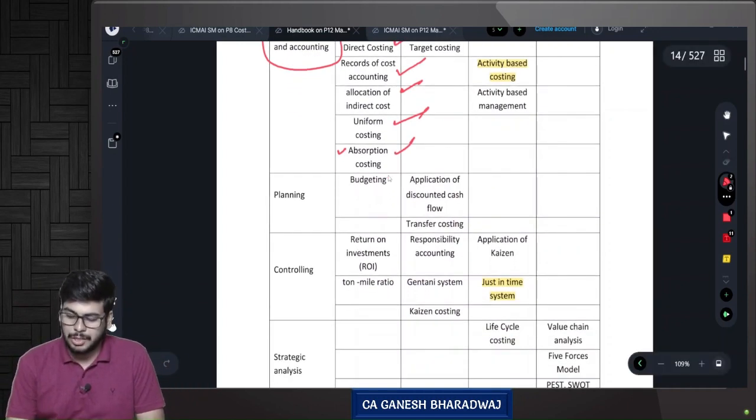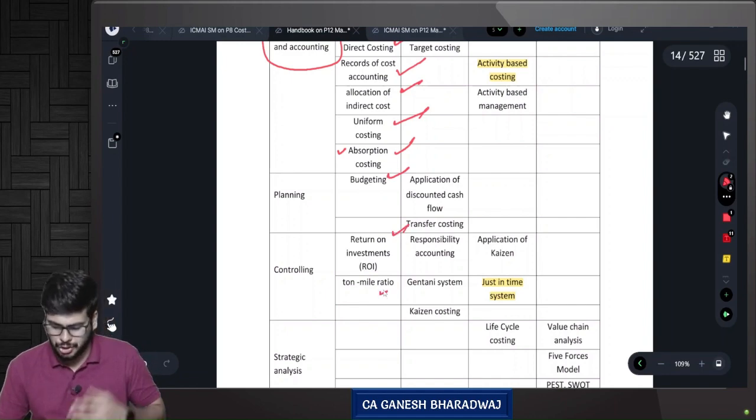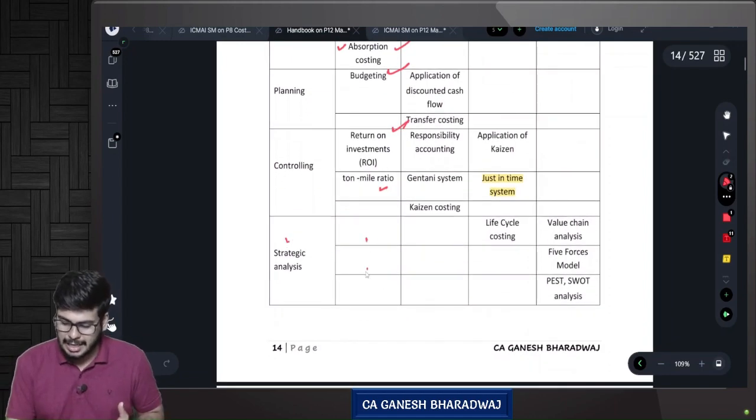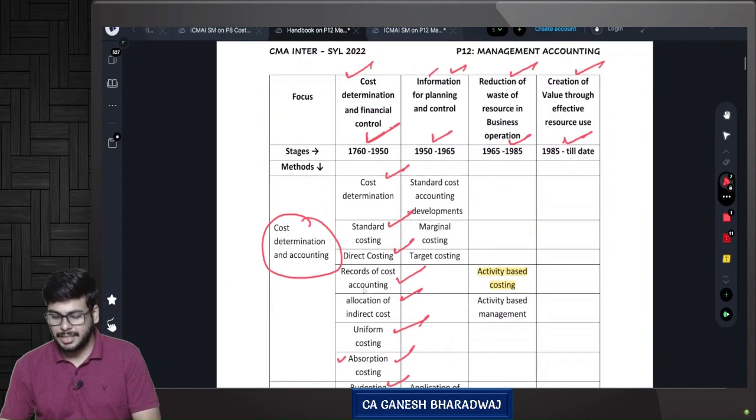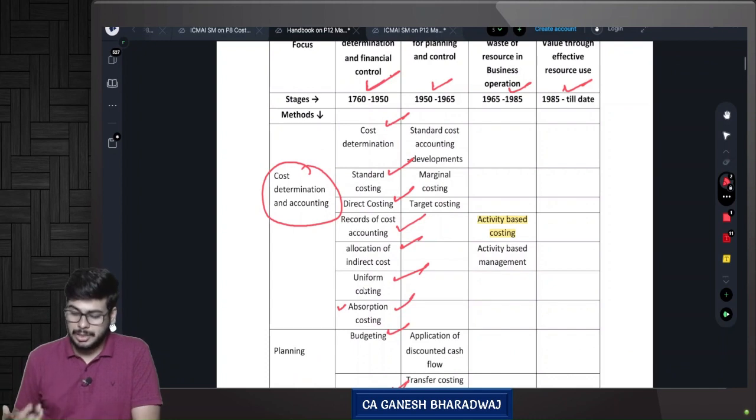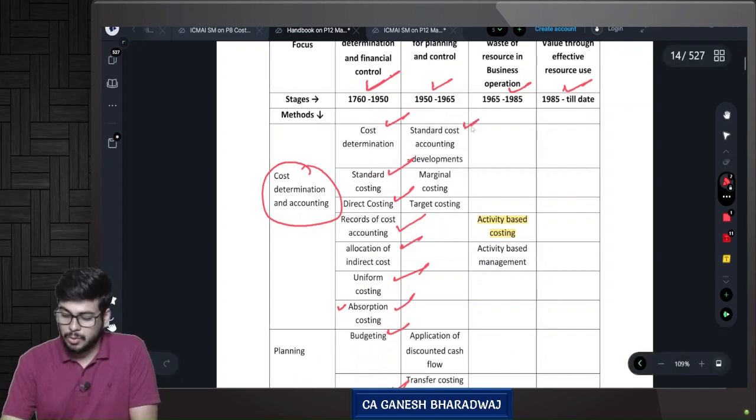Of course, the planning tools were budgeting, controlling tools, return on investment, something called the ton mile ratio and all, they were just using. Strategic analysis and all were not even done in the first phase, correct? In the second phase, what happened? They started coming up with certain developments, standard cost accounting developments.